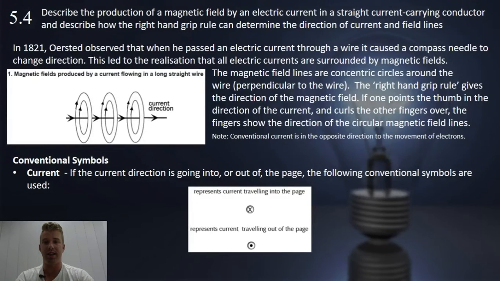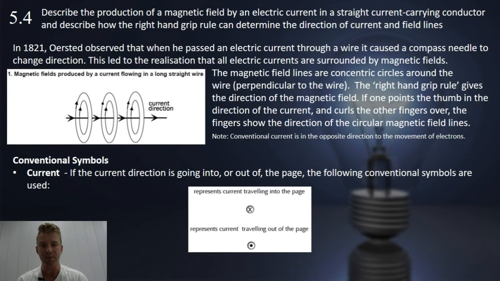5.4, which is a lengthy dot point, and it goes over 2 slides and is very important in Year 12 in our second topic, motors and generators. So describe the production of a magnetic field by an electric current in a straight current carrying conductor, and describe how the right hand grip rule can determine the direction of current and field lines.